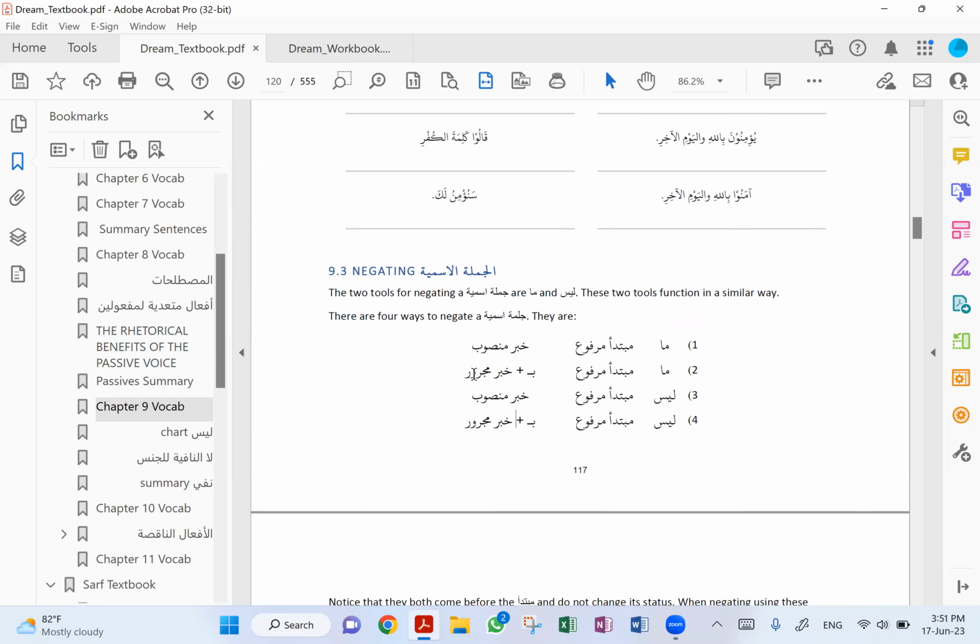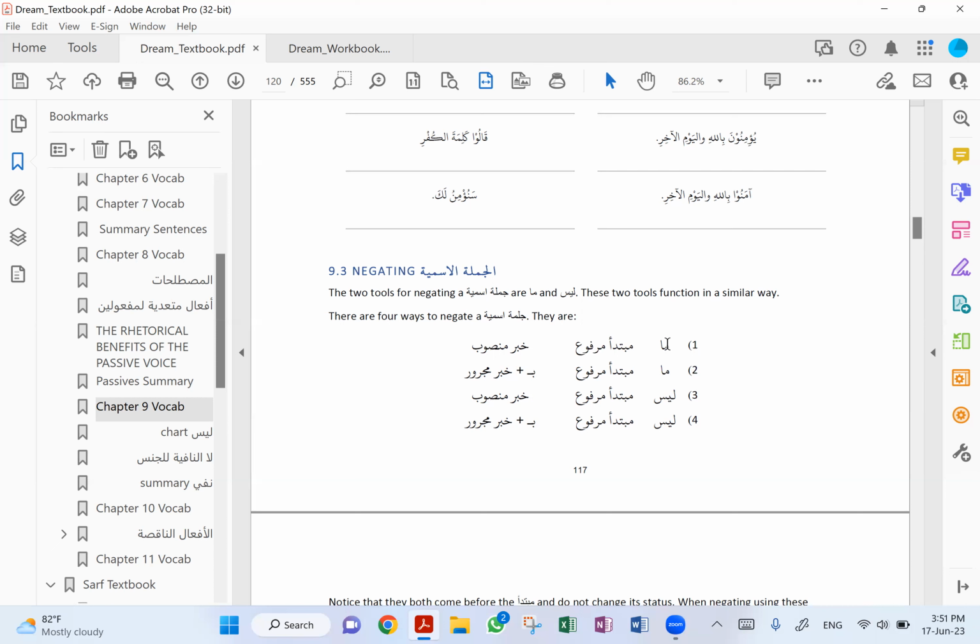Yes. Can you please explain it again? I just missed it, I guess. The difference that you were saying, laysa and ma, like it copies something you were saying. Okay, so Laysa, you know about Laysa being one of the sisters of Kana. And we know that Kana and its sisters, they will make the mubtada rafa, which we'll call ism Kana. And then the khabar will become nasab. So that's what it would do.